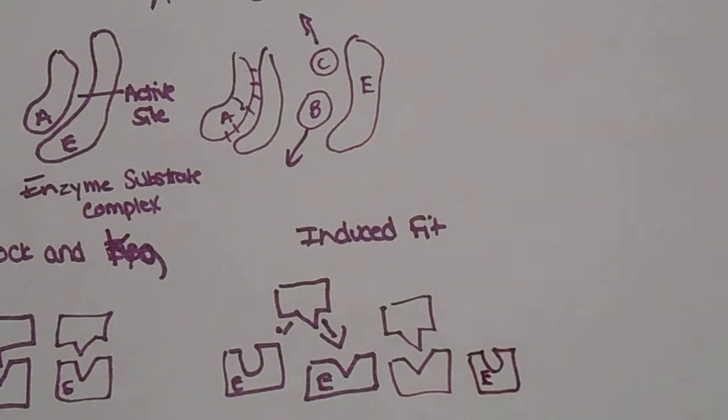So the real difference between the two is the lock and key would have the enzyme remaining pretty much the same shape, no matter if the substrate was fitting into it or not, just like a keyhole remains the same shape no matter if the key's in it or not. And the induced fit is that the enzyme is one shape, and then when the substrate comes in, it kind of changes shape, and the R groups alter and move around to create that specific shape that the substrate wants so that the reaction can undergo easier.